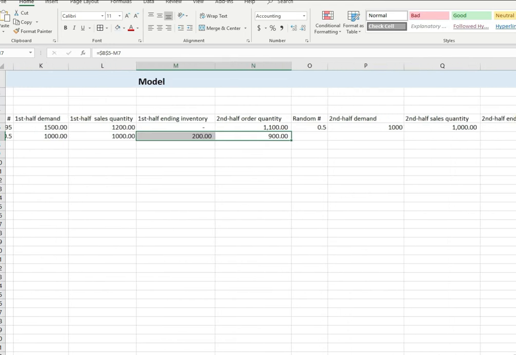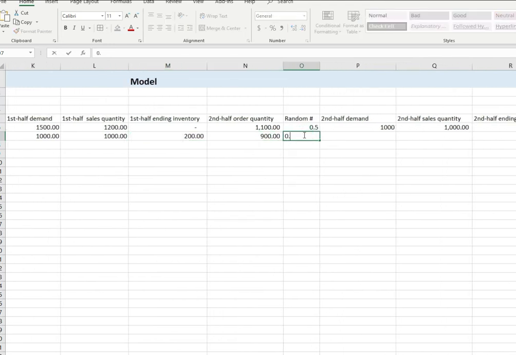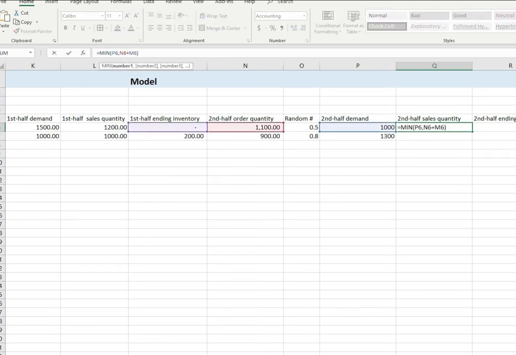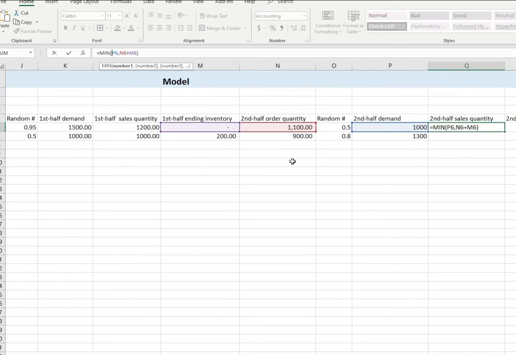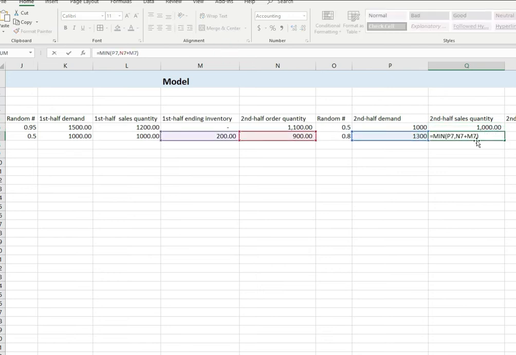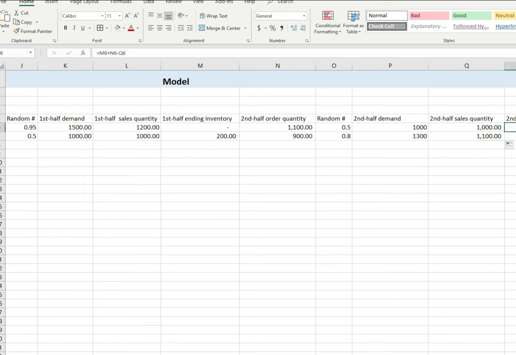Next, second half demand, I need to simulate it. Again, let me just give you a number as a placeholder. Turns out we can copy this formula. We can recycle the formula from year one. So I'm going to copy it down. Sales quantity. Okay, let's see year one sales quantity. Can we copy it? Basically look at the smaller of second half demand and second half order quantity plus any inventory. If you think it carefully, you will realize, yes, we can actually copy this formula. Okay, it actually works correctly in year two. Okay, so that's good.